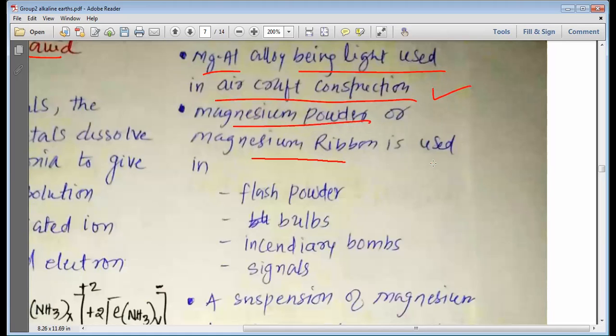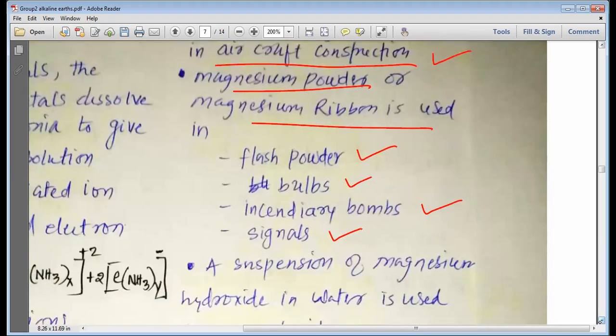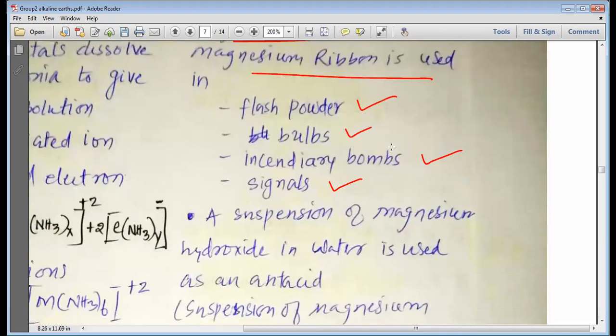Magnesium powder or magnesium ribbon is used in flash powder, flash bulbs, incendiary bombs and signals. So these are the various uses of magnesium powder. These incendiary bombs are the bombs that we generally use during Diwali, or we can call them crackers.